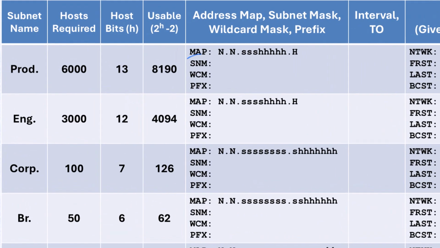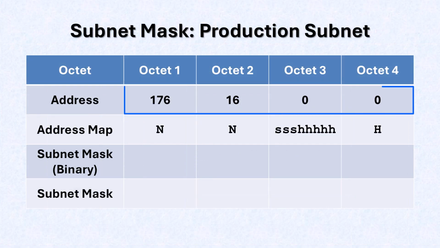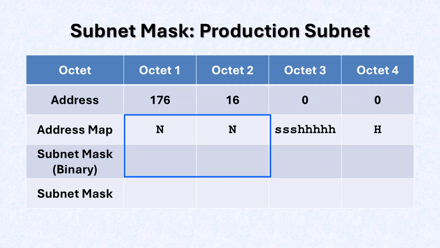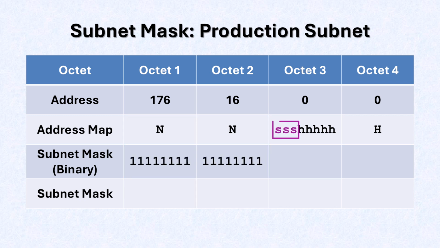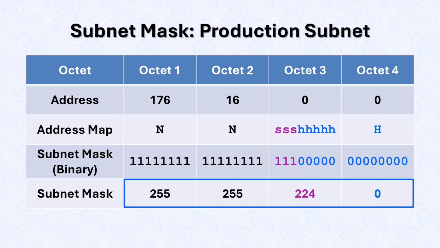Let's look at the subnet mask for the production network. Note the original given address and the subnet address map. For the subnet mask, set all network bits to 1. Recall that subnet bits are network bits, so we set those to 1 as well. Then set all host bits to 0. This gives 255.255.224.0.